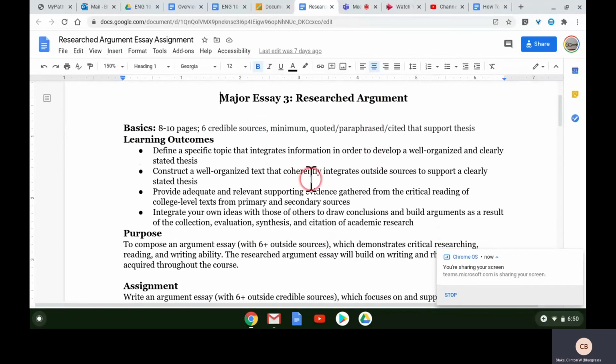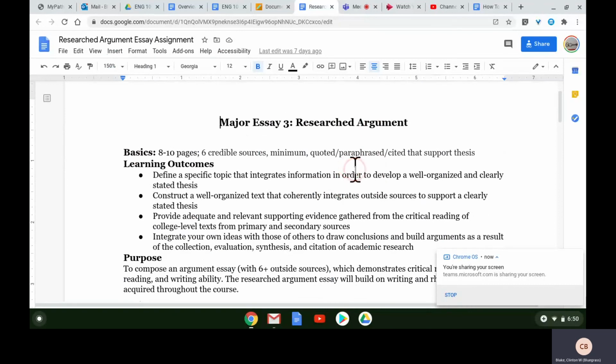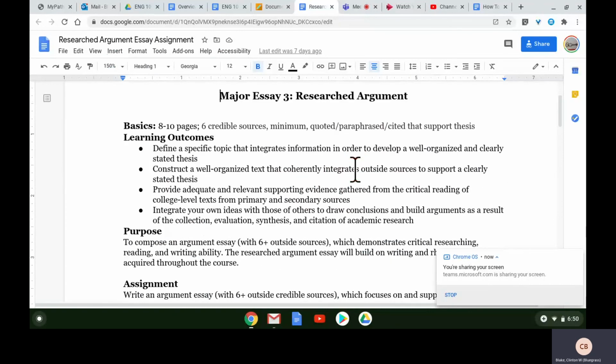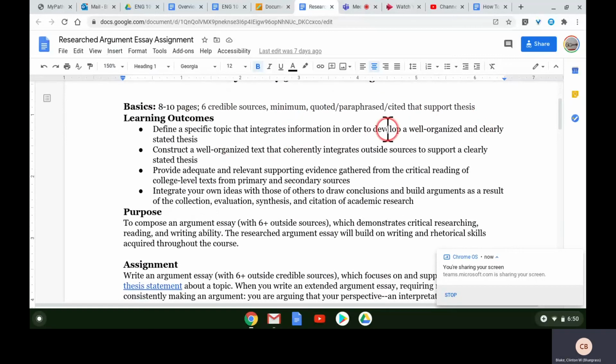Okay, so the basics. This is your third major essay here. You've got 8 to 10 full pages. You have 6 credible sources, minimum. You can have more than that, but at least have 6. You want to either quote, paraphrase, or summarize and cite from those sources. And of course, they should support your thesis and your argument.